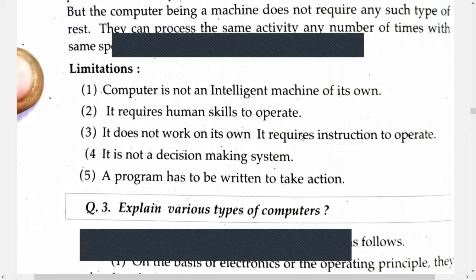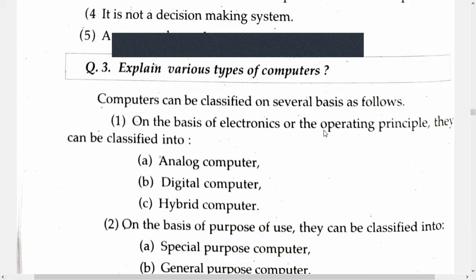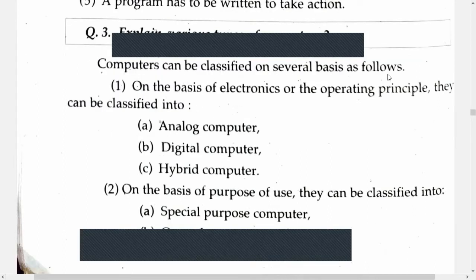Okay, next, explain various types of computers. Now that we know the characteristics and limitations of the computer based on accuracy, speed, storage, versatility, and diligence, there are types of computers also. We will discuss generations of computers in the coming session. However, we have to see that there are different types of computers. There are analog and digital computers. Particularly, computers can be classified on several bases as follows.